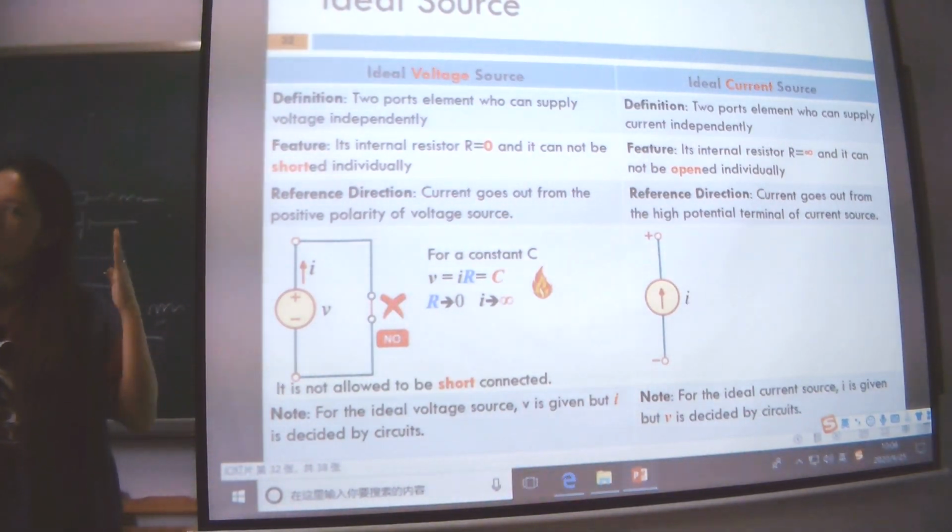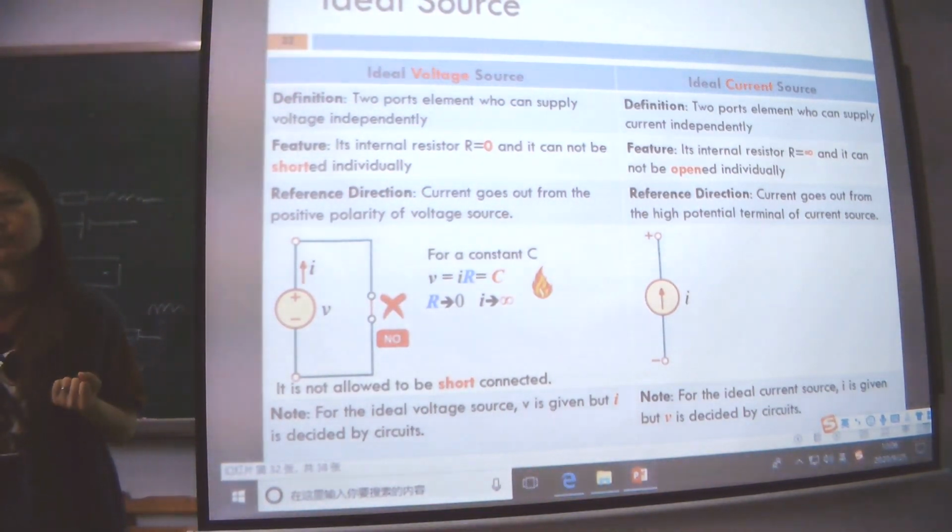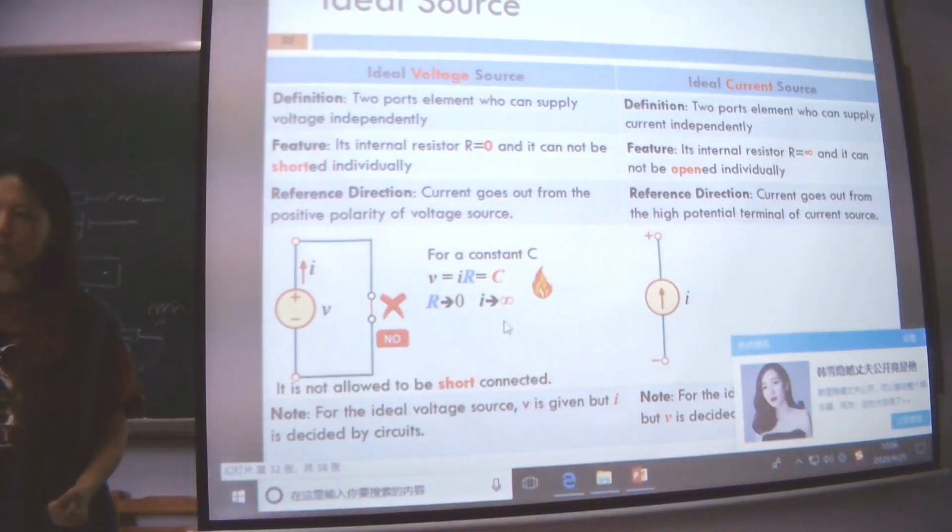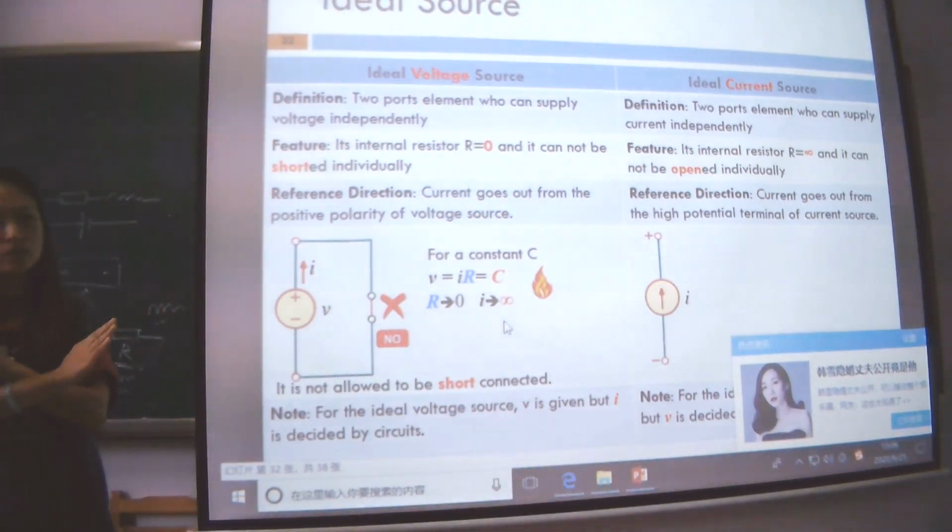You know, what is current? For instance, the current, I give you current. The temperature rises, right? It rises from maybe 0 to 10 to 100 to 1,000, and what will happen? Burn. So burning. So it's forbidden. The voltage source cannot be shorted.